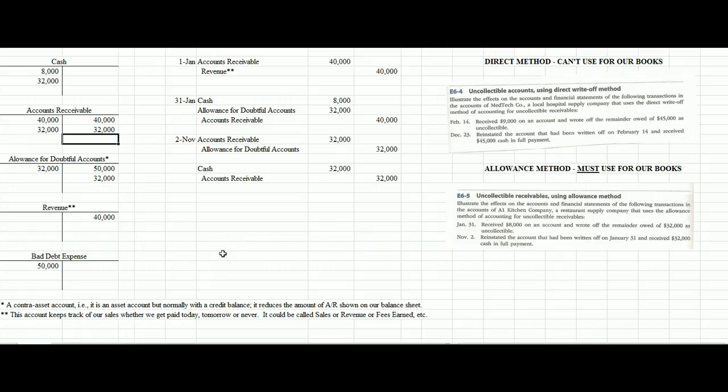So the two different methods are the direct method, which we have to use for our taxes. When a specific account turns bad, we debit bad debt expense. And the allowance method, in the period that we make our sales, we have to make a guess at how many of those sales we aren't going to collect. And that number gets debited to bad debt expense and credited to the allowance for doubtful accounts. And then we use up some of that as individual accounts receivable turn bad.